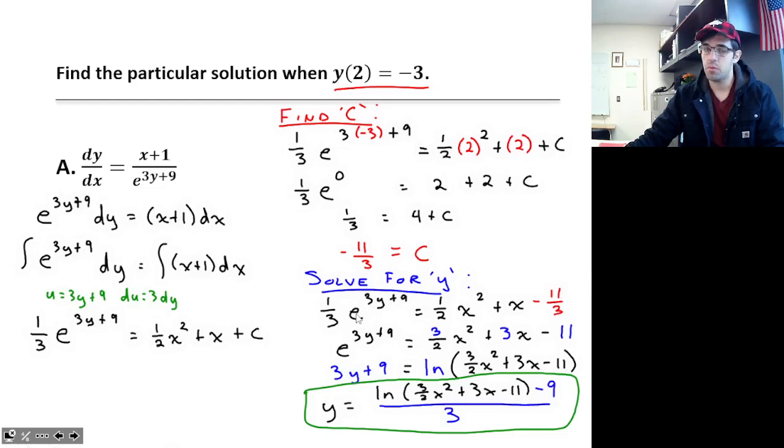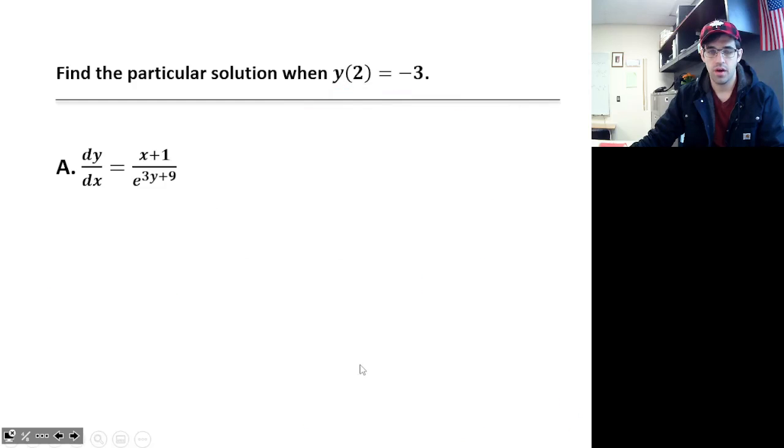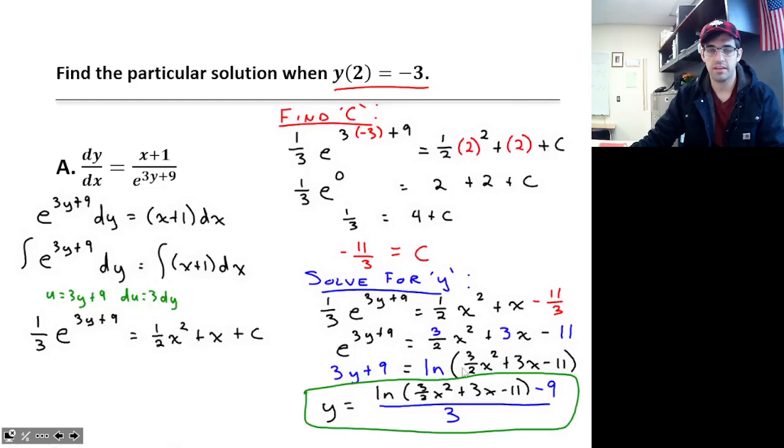To solve for y, we have to do a little bit of log properties. So first I'm going to multiply everything through by 3. And then if e to the power of 3y plus 9 equals all this stuff in terms of x, I want to get that y out of the exponent. So I'm going to rewrite this exponential equation as a log equation. So the natural log of all this stuff in terms of x would be equal to 3y plus 9.